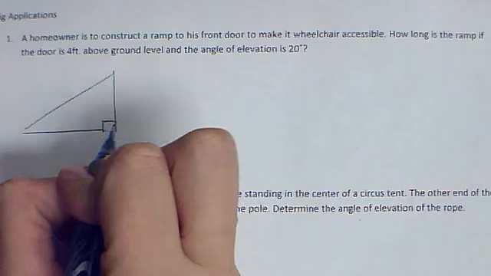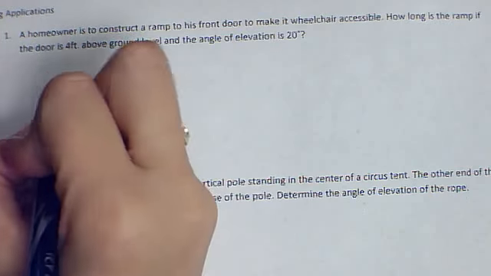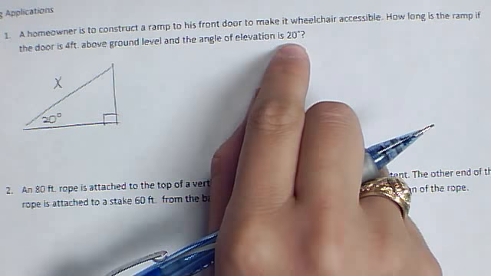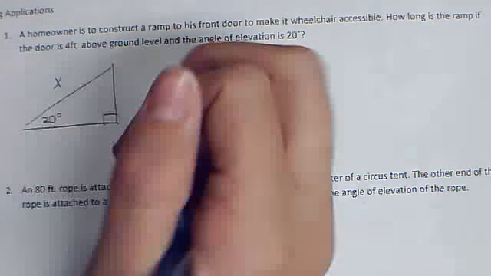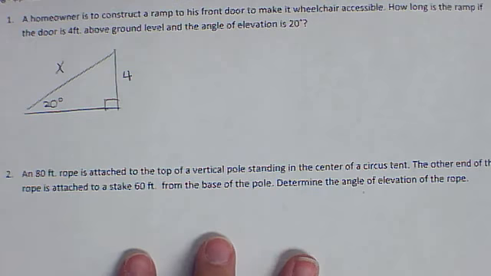All of these problems involve right triangles. That's what we've been talking about. We want to know how long the ramp is. We're going to make that value x, and the angle of elevation is 20 degrees. We got that from right there. And the door is 4 feet above the ground, so we have that measure as well. As long as you have two values, you can always find the third.